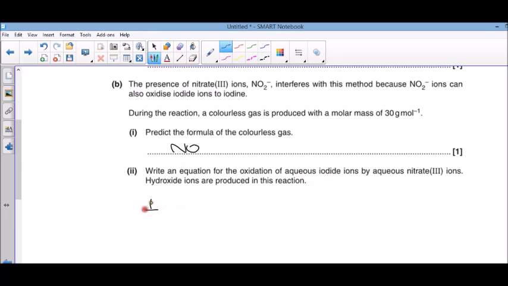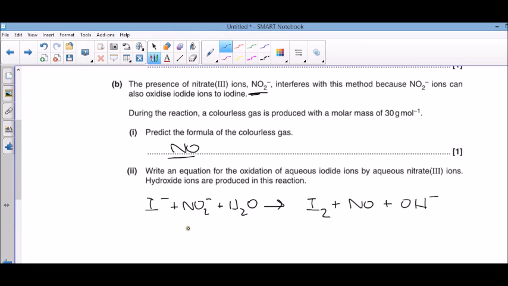And then if we go down to the bottom, we've got, write an equation for the oxidation of aqueous iodide, so I minus to iodine, because if we're going to oxidise it, that's what's going to happen, by aqueous nitrate 3 ions, so NO2 minus, that's these up here, and we're saying it's aqueous, so we've got some water in there. This says colourless gas is produced, so the NO needs to go in here, and we also get hydroxide ions. So all I've done so far is write down all the information that I've got in this text up here, and that's the first mark for just getting the species correct.